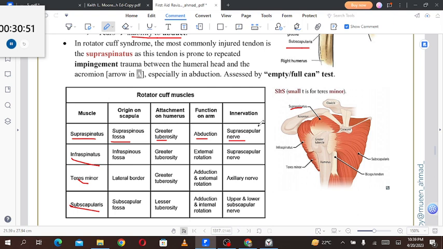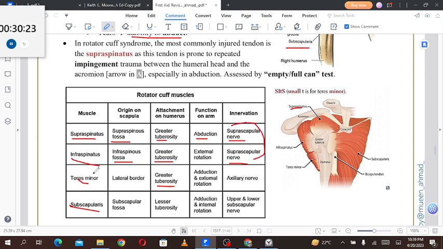We will see the origin of that when we study the brachial plexus after a few pages, inshallah. Then we have the infraspinatus muscle. Infraspinatus muscle, the origin on the scapula is the infraspinous fossa. Attachment on the humerus is the greater tuberosity. So these three muscles are on the greater tuberosity. Then function on the arm is external rotation. Innervation is the suprascapular nerve. So both supraspinatus and infraspinatus are supplied by the suprascapular nerve.